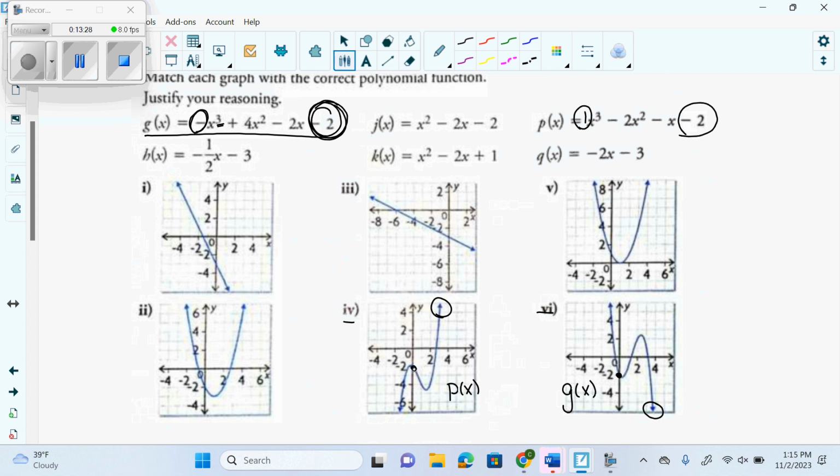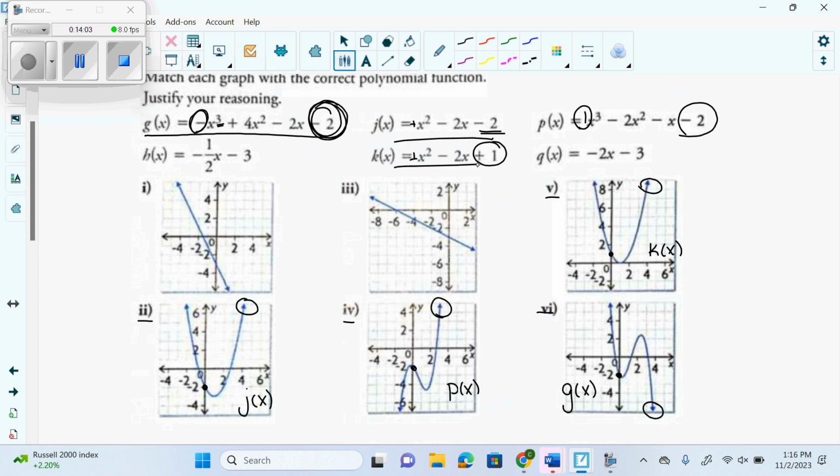Okay, then I want to go to my quadratic ones, which is this or this. So I can use j of x. J of x is a positive leading coefficient, so does k of x. So they're both up on the right. Okay, that didn't narrow me down at all. But I can go to my y-intercepts, right? This one is negative 2. Well, this one has a negative 2 y-intercept. So this one is j of x. And this one has a positive 1 y-intercept. So that one is k of x. So this one's done, and so is this one.